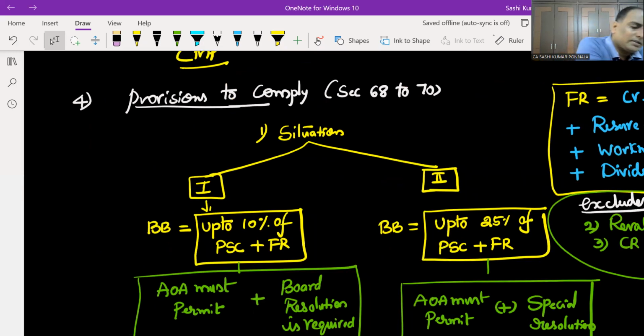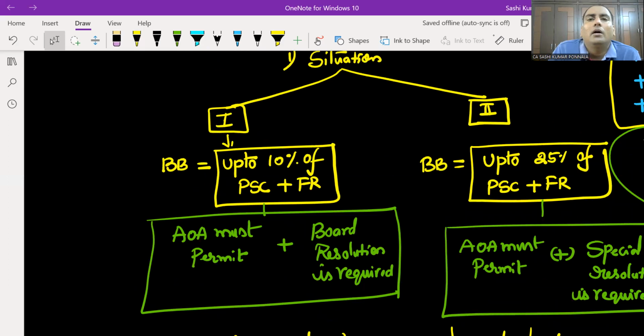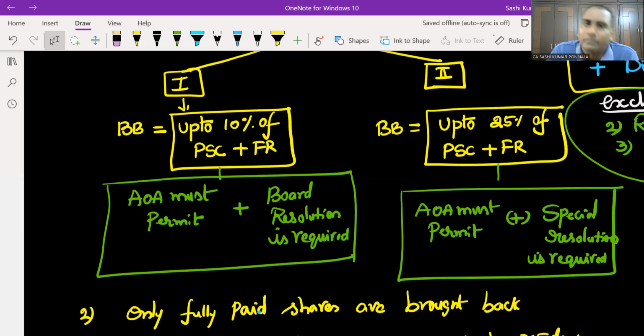Any company going for buyback of shares should comply with the provisions of the Companies Act 2013. The provisions of buyback are included under sections 68 to 70. So you have to comply with these provisions before going for the buyback. For this purpose, first we have to see how much of paid up capital and free reserves the company is going to buy back. We have divided this discussion into 2 points, situation 1 and situation 2. Yes, I want to buy back an amount equal to 10% of paid up share capital and free reserves. This is scenario 1. Yes, as a company, I want to buy back an amount equal to 25% of paid up share capital and free reserves. Like these, 2 scenarios are there.